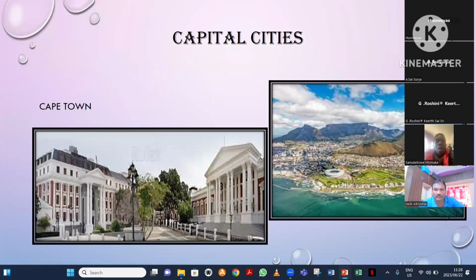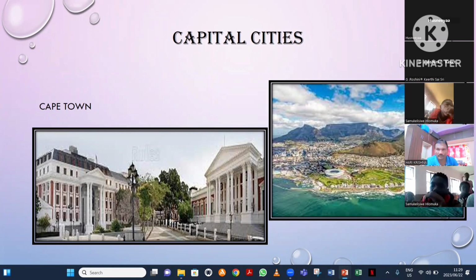Hi again. This is our capital city called Cape Town, and as you can see, this is our parliament in Cape Town, and there are many things in Cape Town. Cape Town is a big city. As you can see, there is a big mountain called Table Mountain. There's a stadium, and the ocean, as you can see.